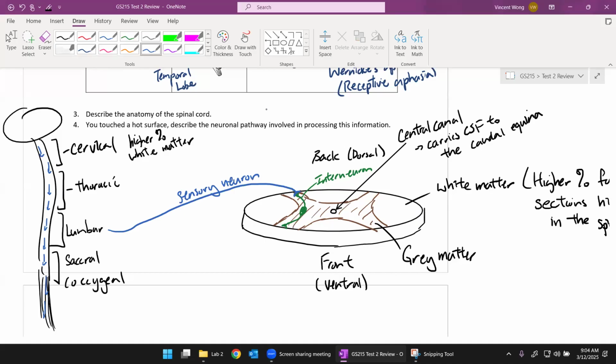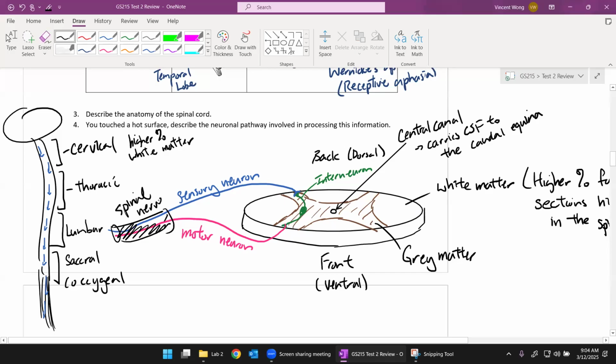Not so much visual and auditory, because the eyes and the ears are already close to the brain. There's no spinal cord up there, right? So they would just go directly to the thalamus. But everything else from the body is going to go through the spinal cord. And then there is going to be a motor neuron coming out from the front. These are actually strapped together to form the spinal nerve. So these spinal nerves will be coming out like this. There are 31 pairs of spinal nerves.